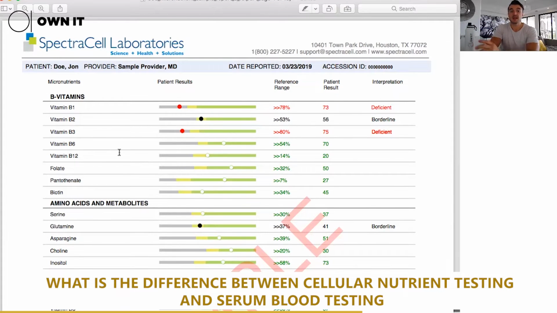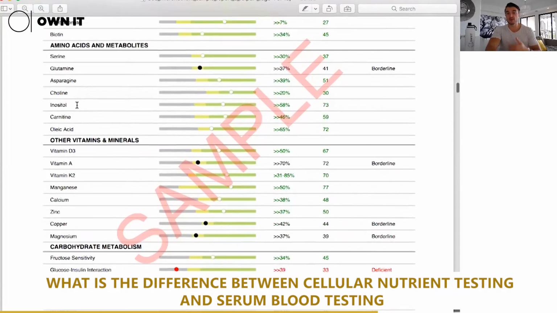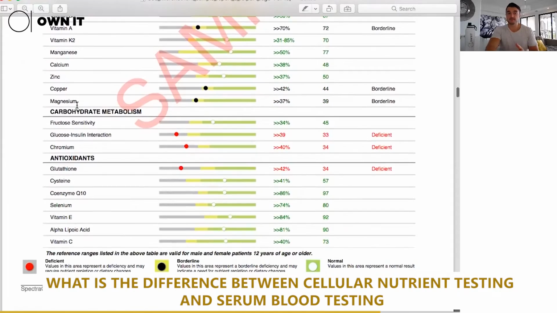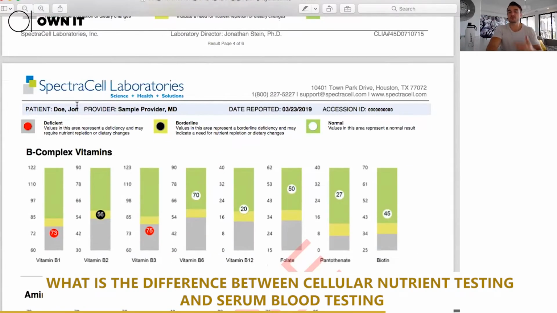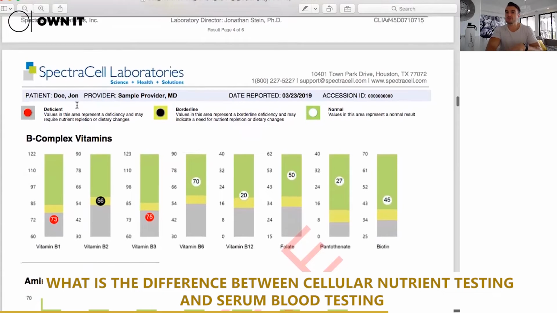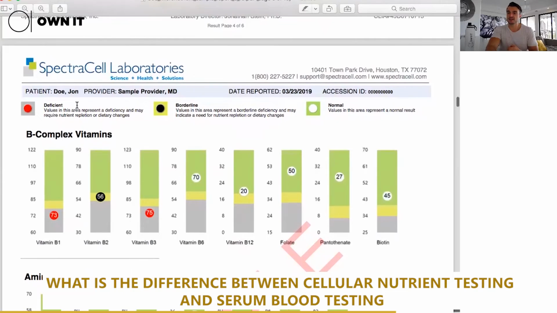And we can start to see that we take a look at a very vast array of vitamins at that cellular level, as well as minerals that operate our bodies: vitamin B, amino acids, metabolites, carbohydrate metabolism, antioxidants. We've heard of all these words, but we've never had a way to truly measure how the body's absorbing, how the body's using, and how the body's metabolizing these items in our body.